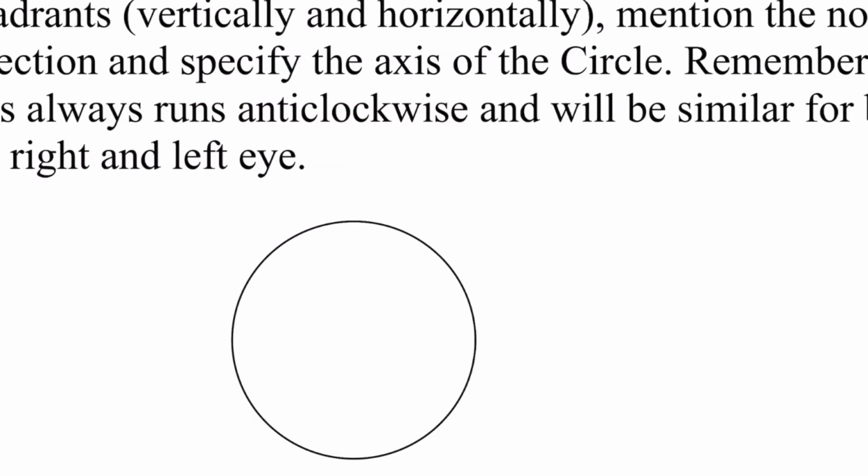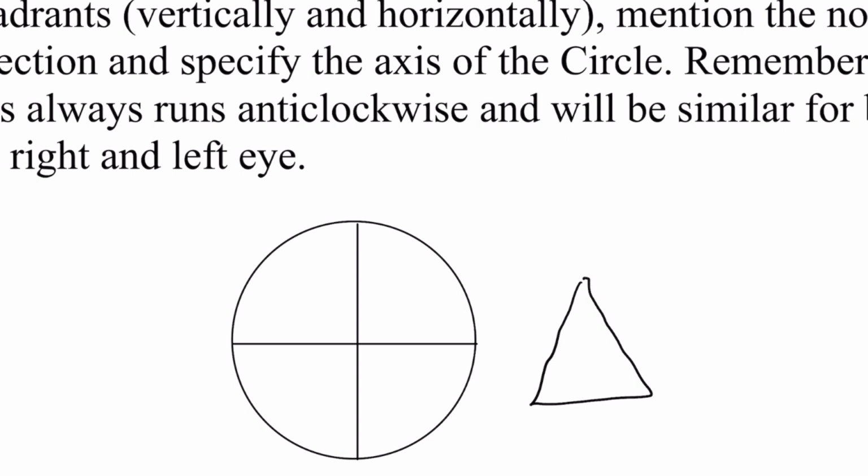We're gonna draw a circle and divide it into 4 equal halves. Suppose this problem is for the right eye, so this side will be your nose direction. And now we're gonna specify the axis. It always runs anti-clockwise, so this side will be 0, 90 degrees, 180 and 270 degrees.